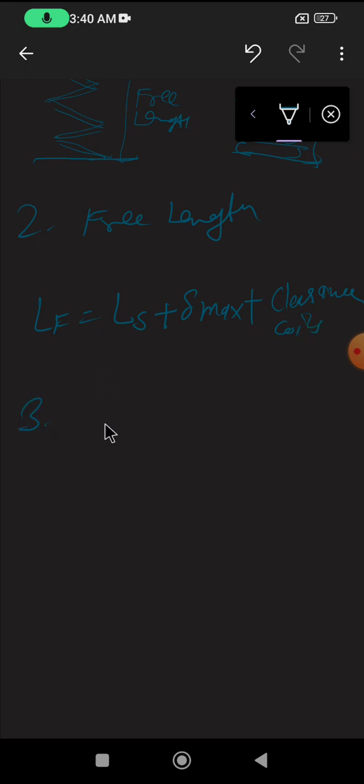Then the third is spring index. Spring index is defined as the ratio of mean diameter of the coil, that is capital D, divided by the diameter of the wire, that is small d. So mathematically we can call it as capital C equal to capital D by small d.